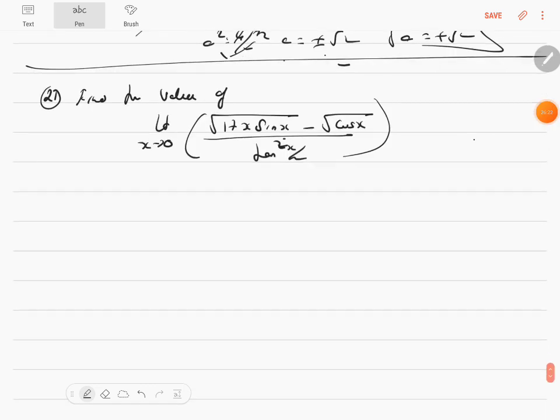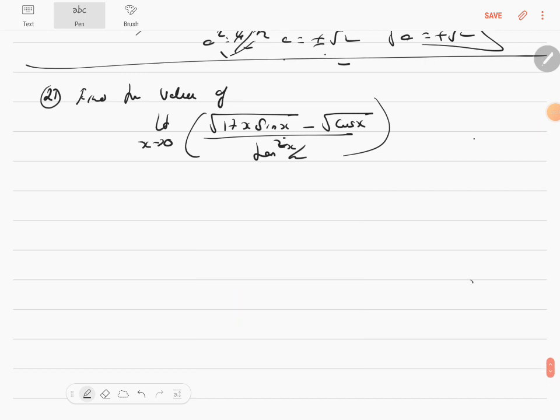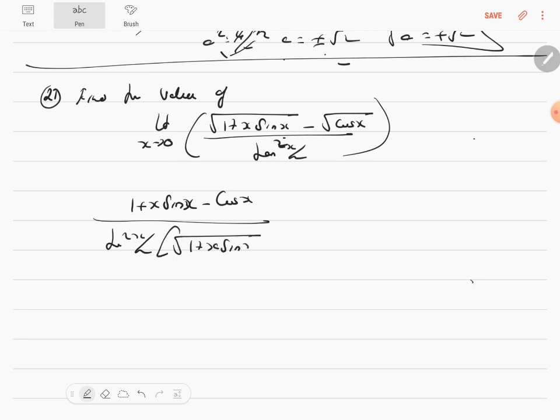This is the next question. As soon as you see this, you know you have to rationalize. So on rationalizing, you will get 1 plus x sin x minus cos x by a tan square x by 2 into root of 1 plus x sin x plus root cos x, and limit x tends to 0. Is the denominator becoming 0 here? I put x as 0, it's 1. Put x as 0, it's 1, and so 1 plus 1 is 2. But this still gets to 0, so you have to resolve this component.